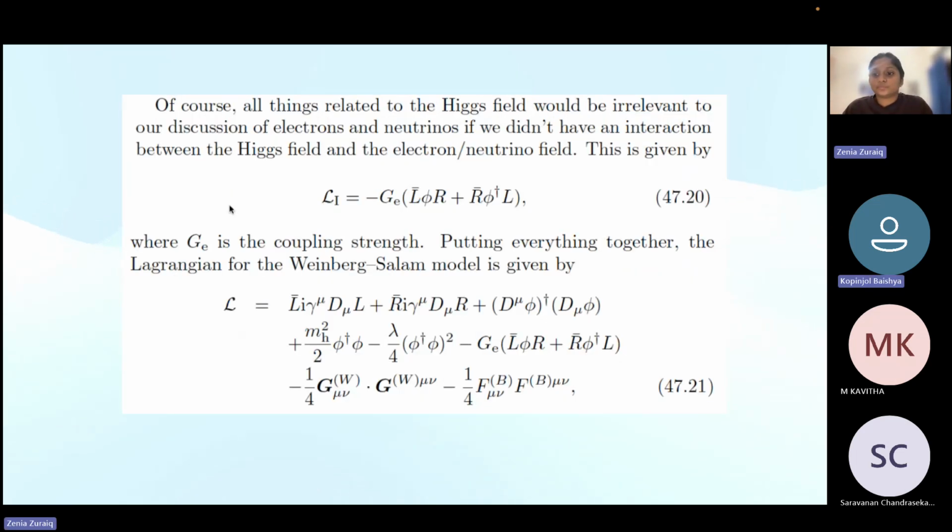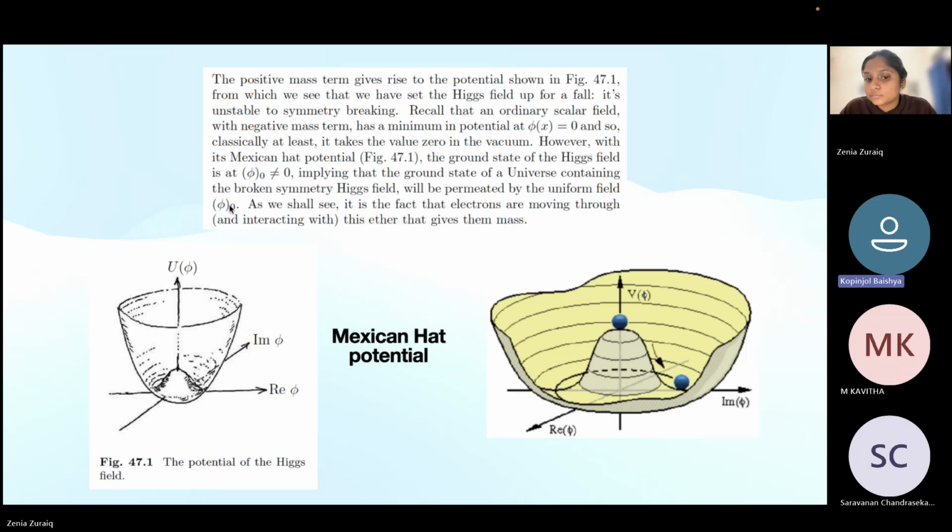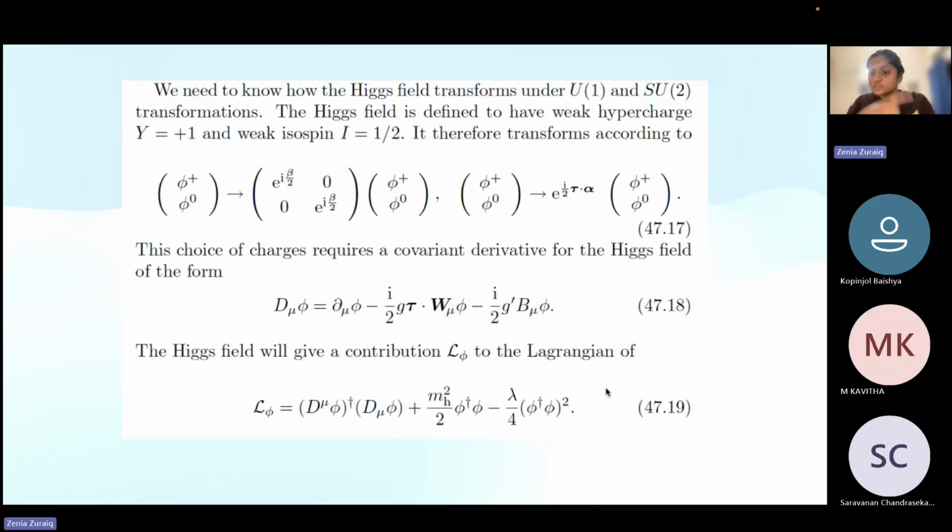Is there any way to study the Higgs field just as it is? I mean, it's a field theory, right? So we can write the Lagrangian. Exactly. So this is the Lagrangian of the Higgs field. As you see, there'll be interactions of the Higgs field with the right-handed electron and left-handed electron and so on, because the Higgs field has to finally communicate with our fermion fields.